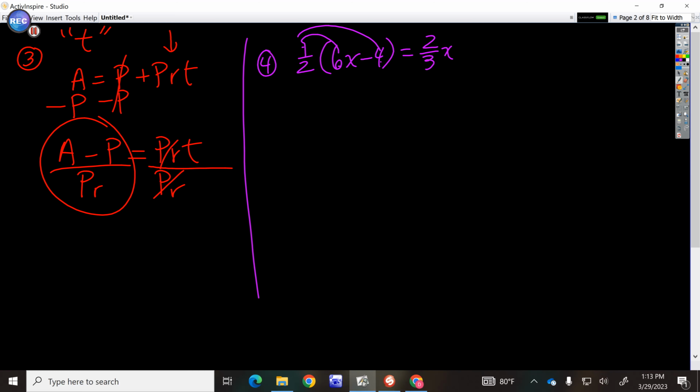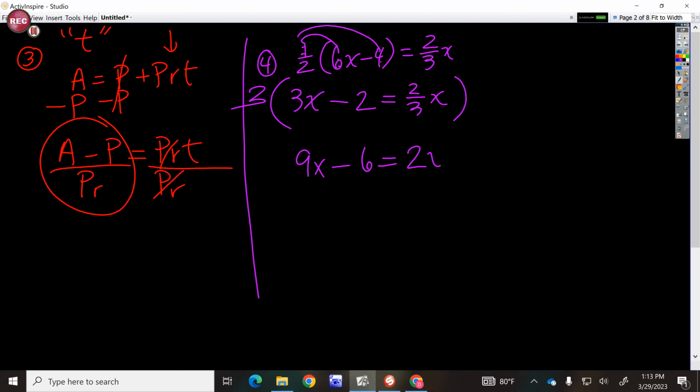Are you with me? So 1/2 times 6x equals 3x. Clean old number with no fraction on it. 1/2 times -4 is -2. Now bring everything down. This is the point where you're going to get rid of the fraction. How many fractions do you see up there? Only one fraction. So you don't have to worry about what to multiply by. Do it by that denominator. So the denominator is 3. So we're going to distribute and get 9x minus 6 equals 2x.